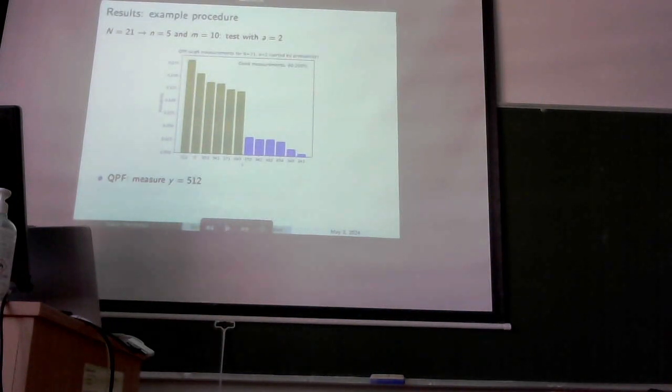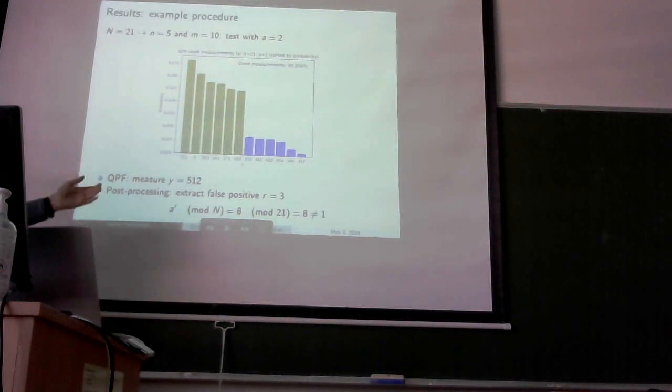So we try with another number, A equals 2. These are the probabilities, and let's say that we again make a good measurement and measure 512. Then we extract R with post-processing, but we find out it is a false positive, and we can check that because it does not verify the property of the order.